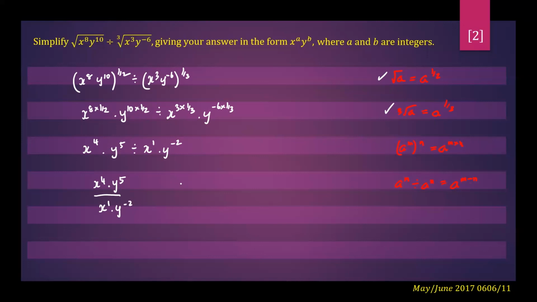Now we'll use the last rule to simplify. We'll have x to the power 4 minus 1 multiplied by y to the power 5 minus negative 2. Then we can write our final answer as x to the power 3 times y to the power 7. And that's our final answer.